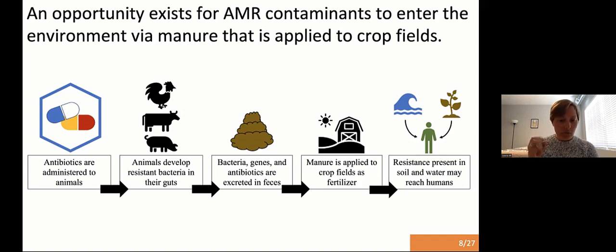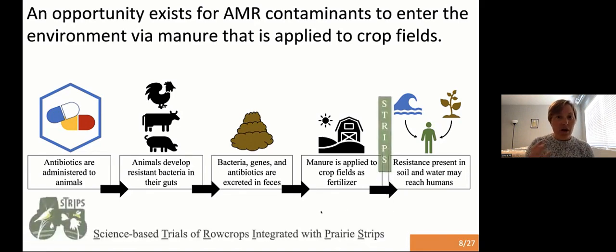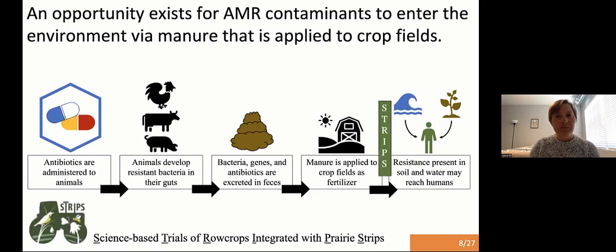So practices that really work to keep the manure and its resistance contaminants in or near the place where they're applied. And then ideally, if that management practice can also help degrade any intercepted contaminants, that's an even bigger plus. And so it's here that my dissertation work actually kind of began. Essentially, we wanted to investigate the use of prairie strips as one of these potential management practices to reduce the transport of antibiotic resistance contaminants off of manured fields.